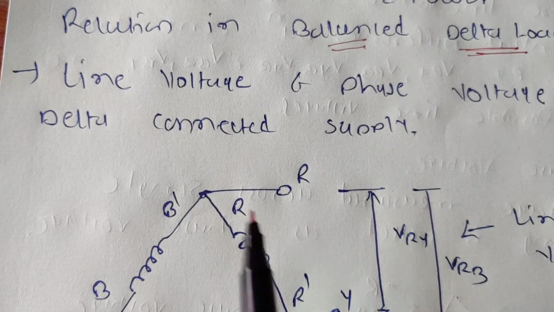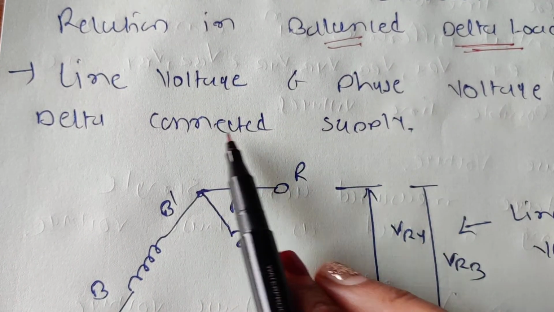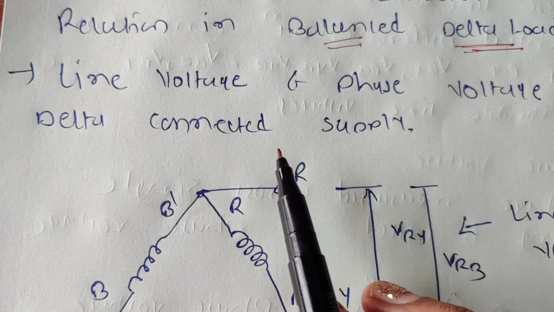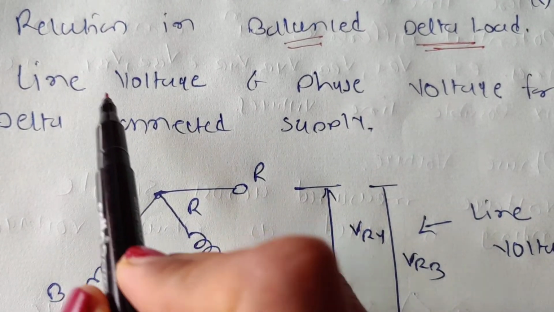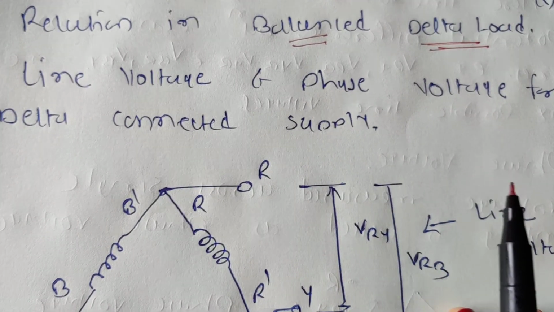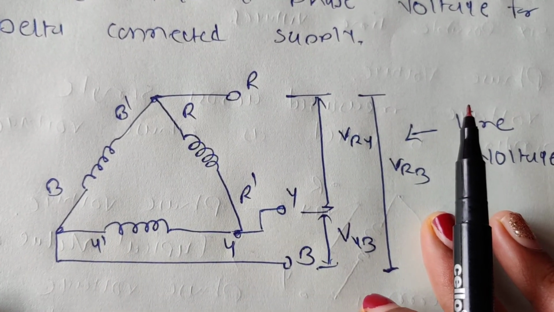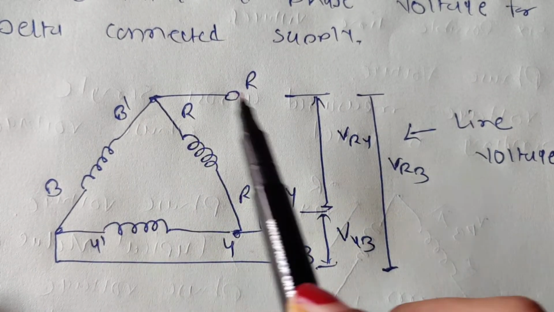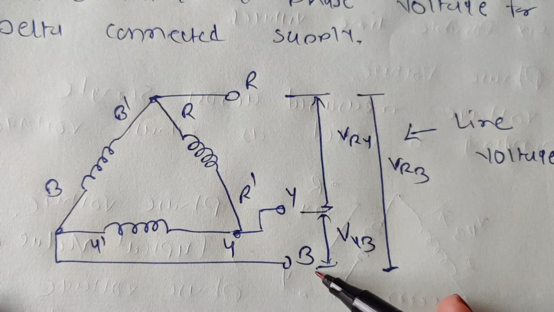Now the line voltage and the phase voltage for the delta connected supply. I first want to find out the relationship between line voltage and phase voltage for the delta connected supply. Now you know how we can draw the delta connection. This is my delta connection, where I consider R, Y and B all phases.